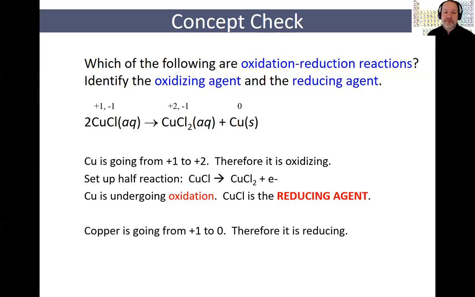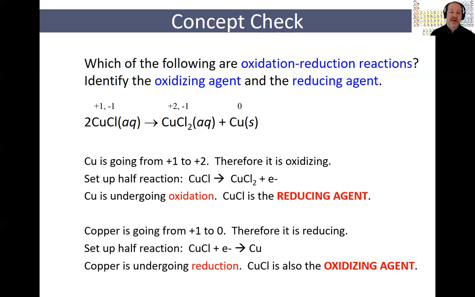Copper is also going from +1 to 0, therefore it is reducing. So it would look like this for the half reaction that we see copper chloride is going to copper metal. So copper is also undergoing reduction, and it is also the oxidizing agent. This is a rare example of a single compound being both the oxidizing and reducing reagent.